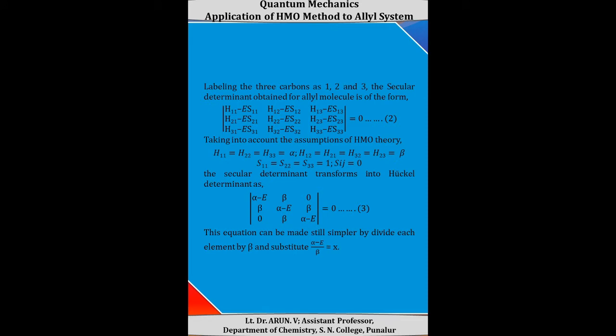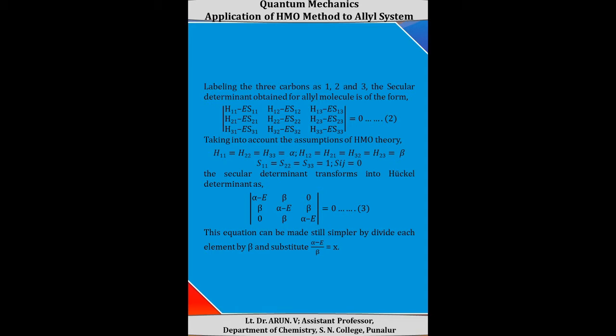Thus, by labeling the carbon atoms 1, 2, 3, the secular determinant for the allyl molecule can be written as the determinant of H11 minus ES11, H12 minus ES12, H13 minus ES13, H21 minus ES21, H22 minus ES22, H23 minus ES23, H31 minus ES31, H32 minus ES32, H33 minus ES33, that is equal to 0.